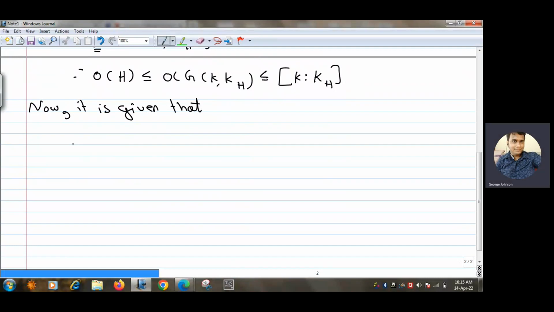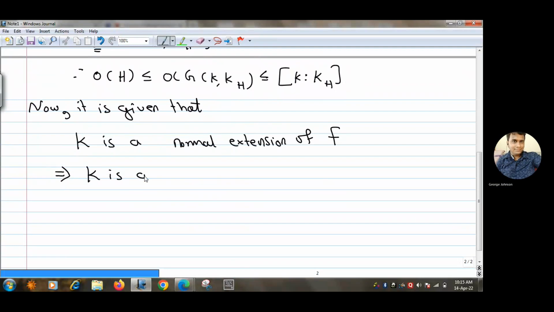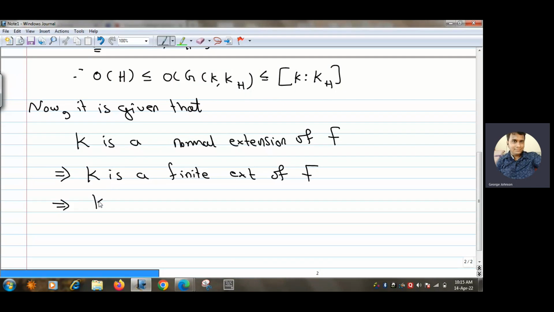what we know, that K is a normal extension of F. And because K is a normal extension of F, by definition of normal extension, we know that K is a finite extension of F. Yes. So K is a finite extension of F. And because K is a finite extension, we have already proved in the last unit that every finite extension is a simple extension.